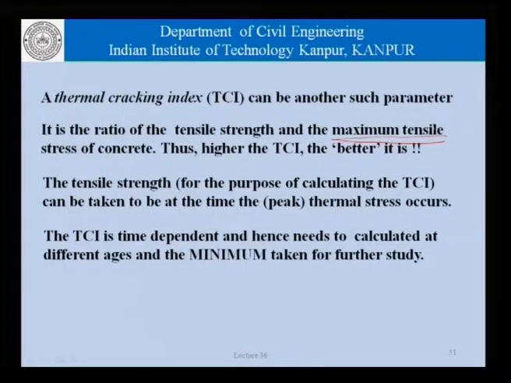And indeed, as far as the tensile strength is concerned, it should be taken at the time when we are talking about the peak thermal stress. There is no point in taking the design tensile strength of concrete, which will be achieved after 28 days or 56 days, and then trying to determine whether a particular concrete will crack if the peak tensile stress is being developed at 7 days or 8 days or 4 days. Indeed, the TCI is time dependent, and hence needs to be calculated at different ages, and the minimum should be taken for further studies.